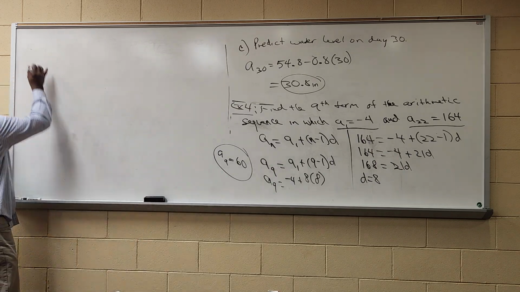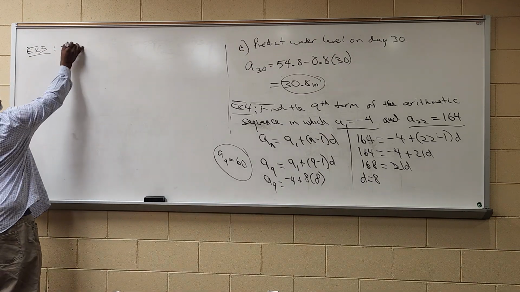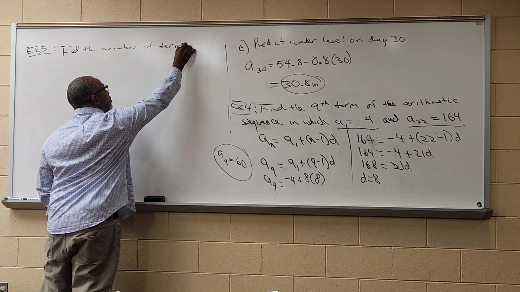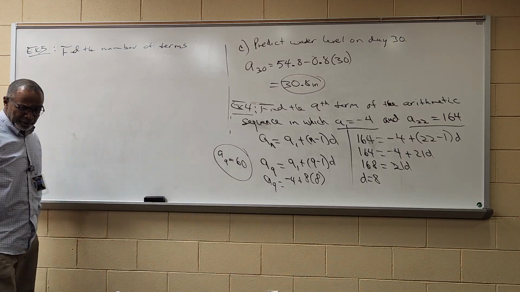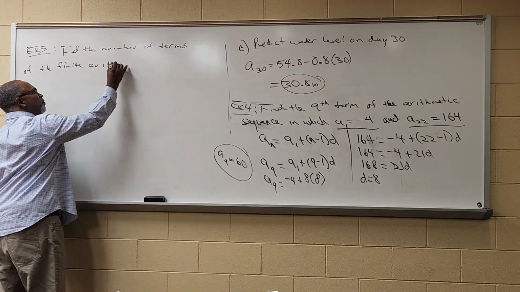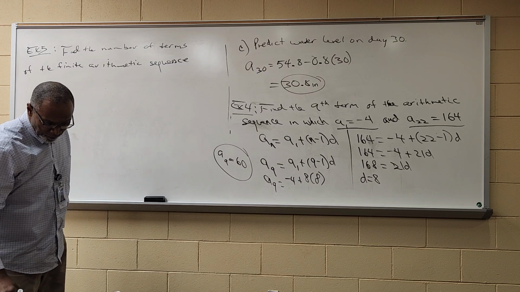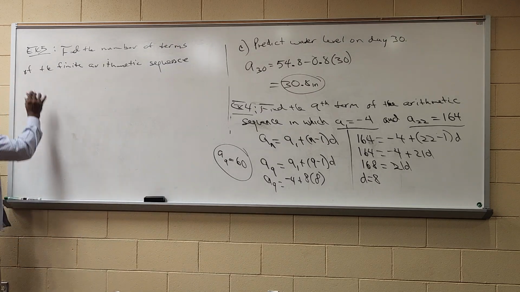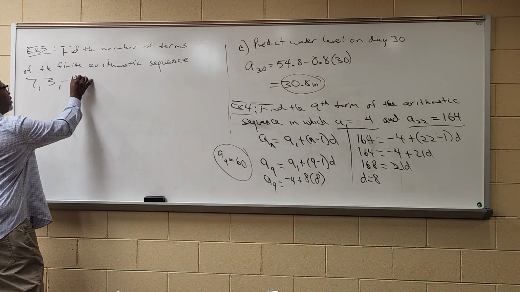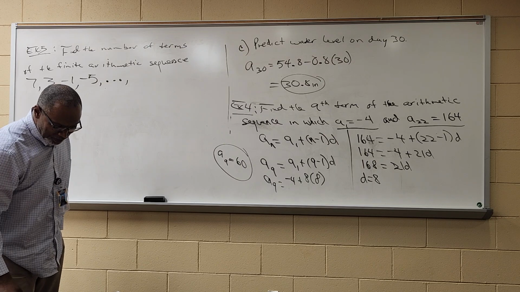Example 5. Example 5 says, find the number of terms of the finite arithmetic sequence 7, 3, -1, -5, dot, dot, dot, keeps going. But it is finite, and the last term is negative 113.